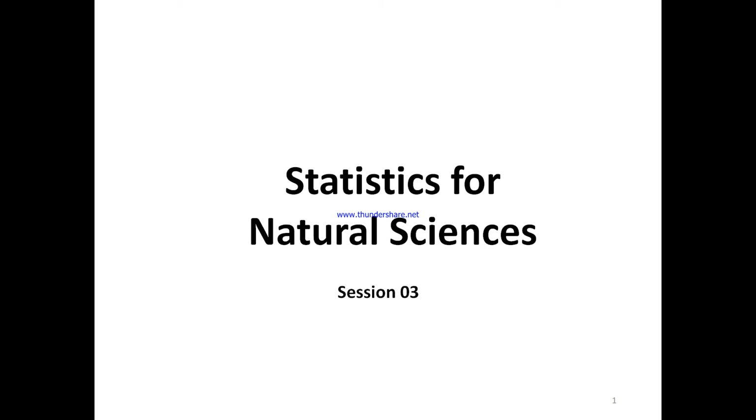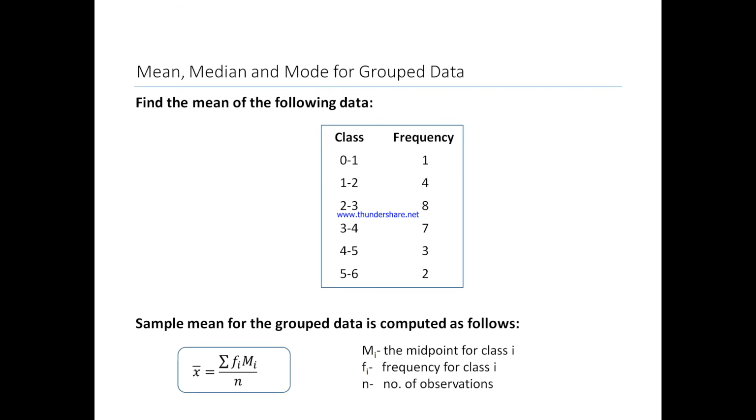If you are given a grouped data set, then again we can calculate the central tendency measures. So today we are going to discuss how to calculate the central tendency measures when you are given a grouped data set. For example, let's say you are given a frequency table like this. That is, you have classes and frequency.